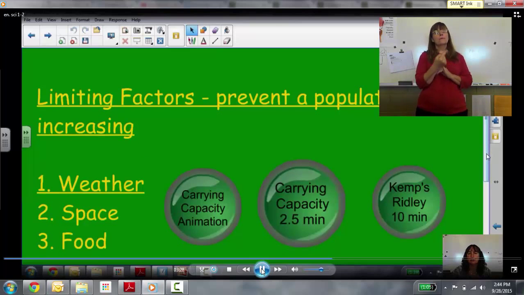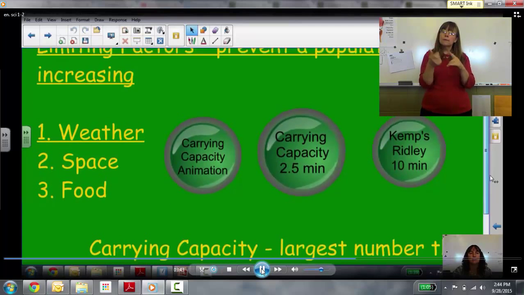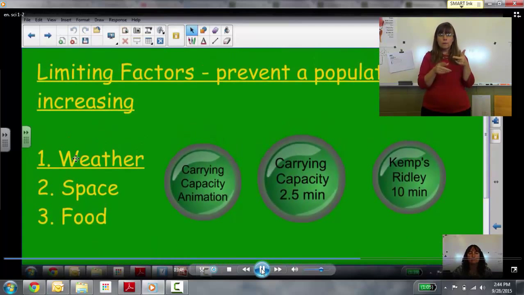And then lastly, we have something called limiting factors. Limiting factors are things that prevent a population from increasing. So it's not like a population can just keep going and going and going forever. There's things that keep them from getting too big. Those 3 things are weather, space, and food. When you're talking about animals, the weather, let's say with our deer in the area, if we have a really hard winter, a lot of snow and it's very cold, that's going to affect that deer population. They're probably going to get sick more often because of the cold weather. They won't be able to find food as easily because of the deep snow. So that will limit how many deer can actually survive.